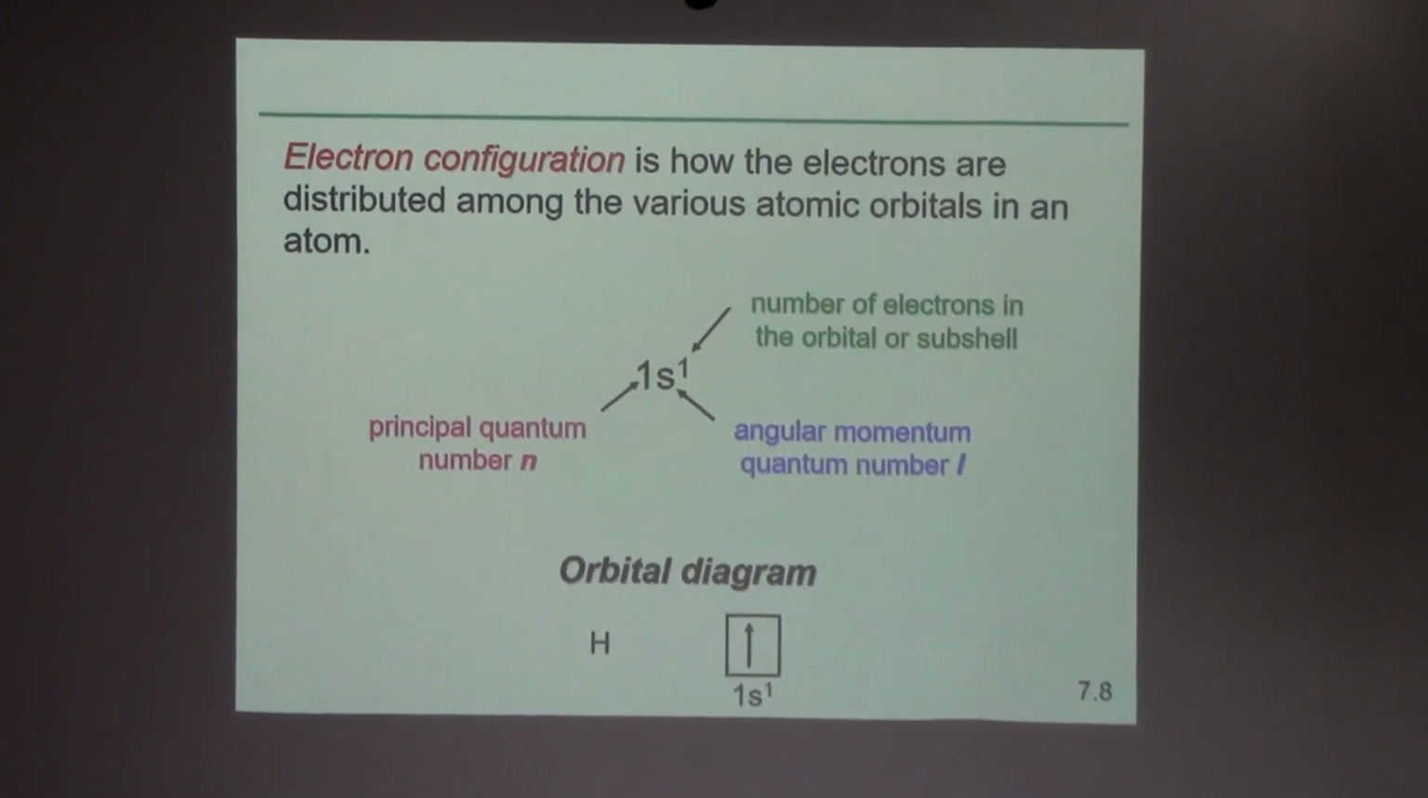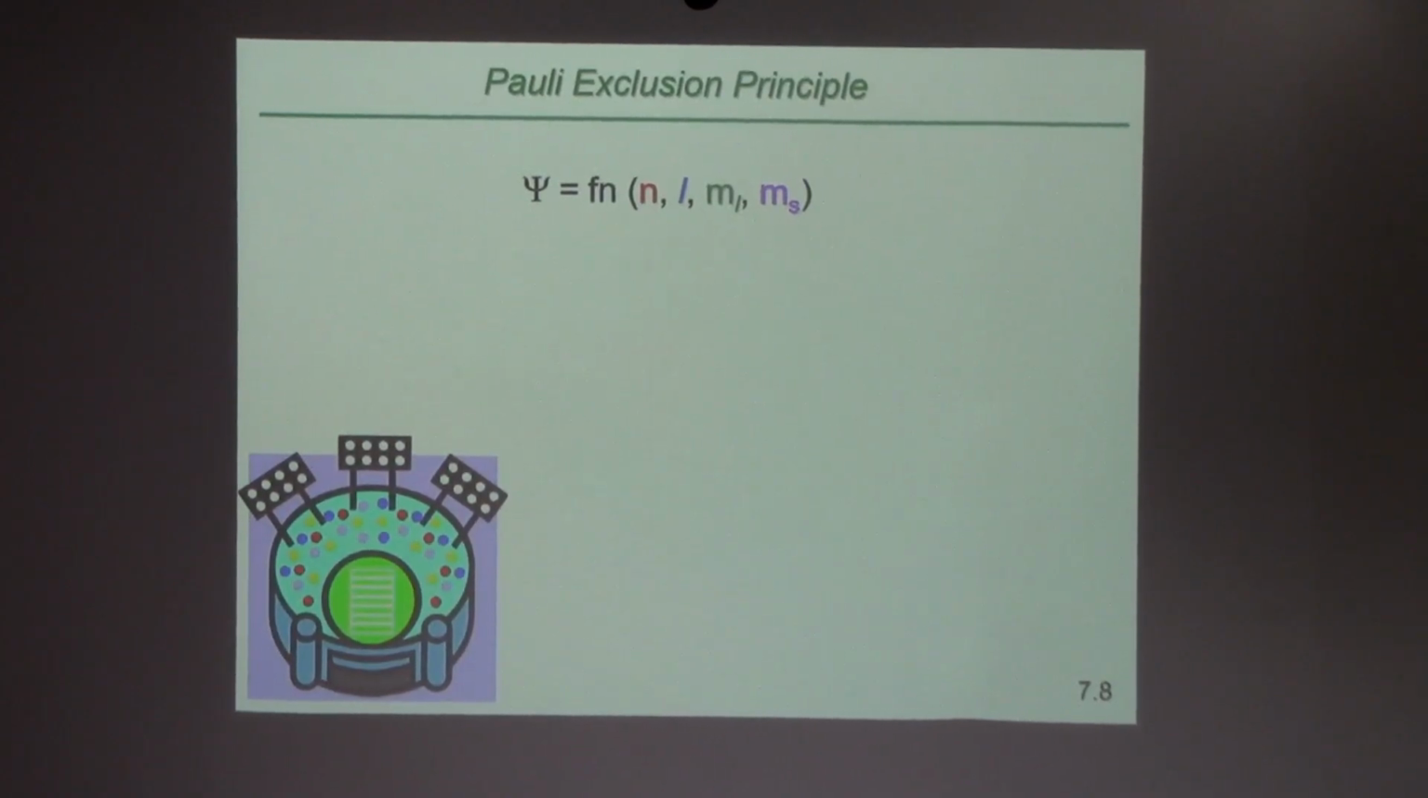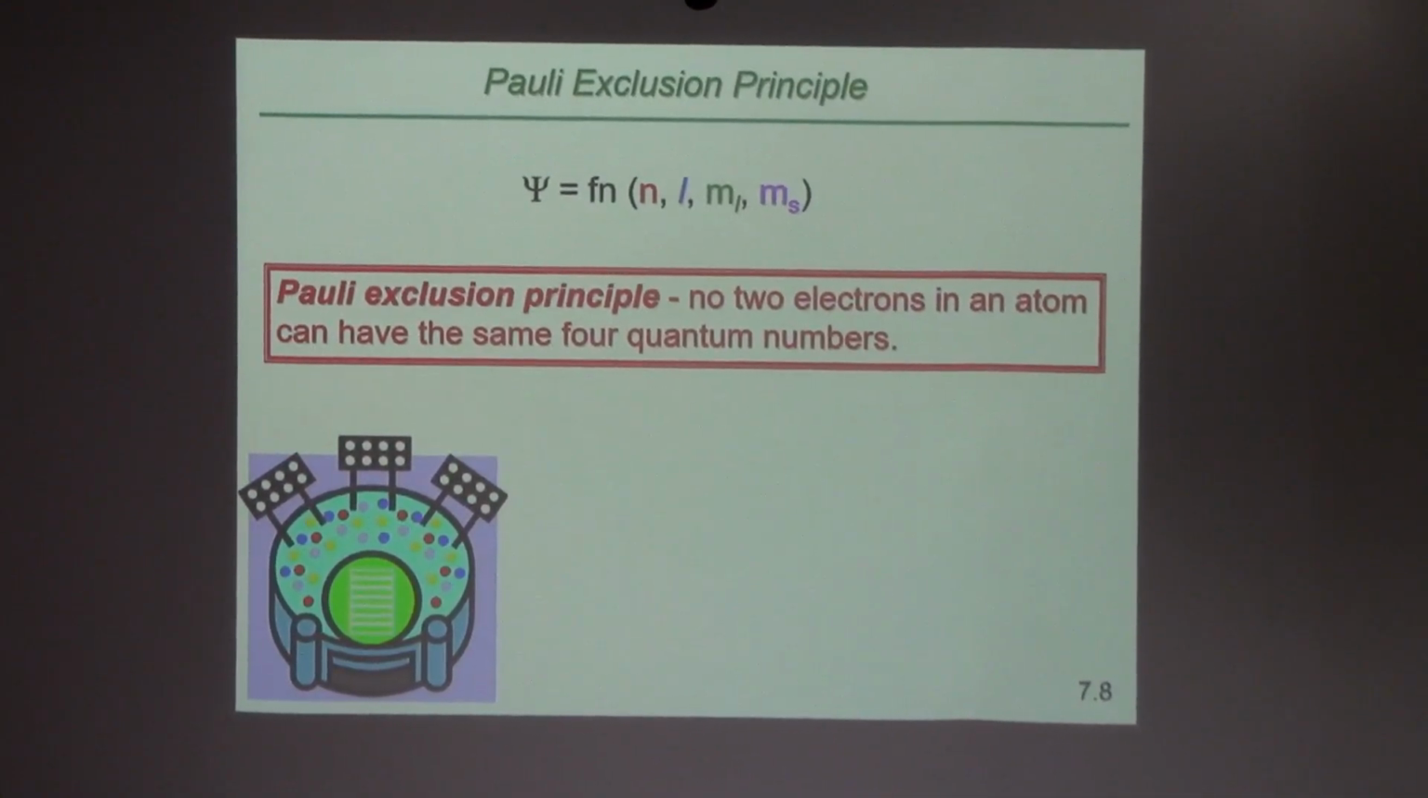The next thing we want to do is mention the Pauli exclusion principle. The Pauli exclusion principle states that no two electrons in an atom can have the same four quantum numbers. So you cannot have two different electrons with the same n, l, ml, and ms values. ms has to be different, at least ms has to be different.